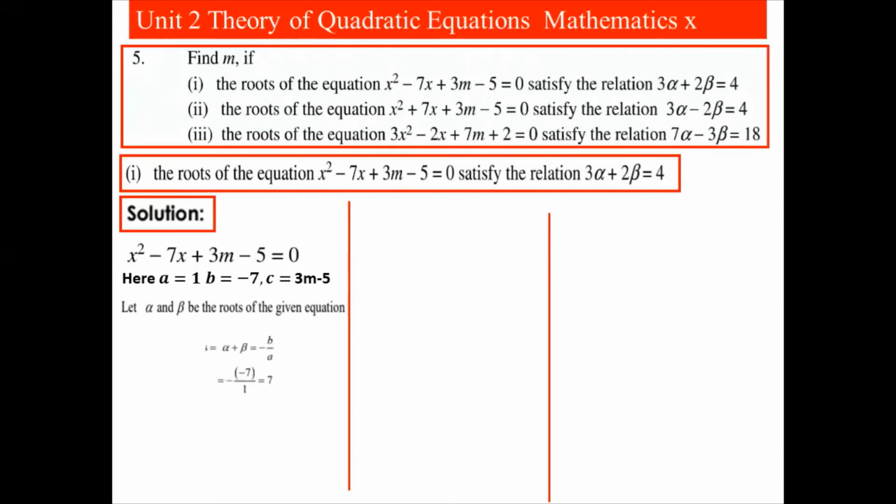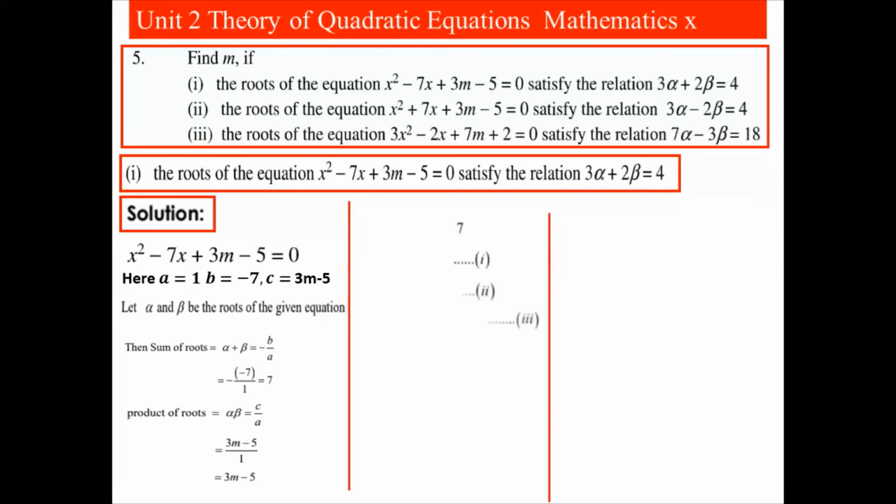So the sum of the roots is equal to minus b by a. Here b is equal to minus 7, a is equal to 1. So we have 7. Alpha plus beta is equal to 7. Product of the roots alpha beta is equal to c by a, and c is equal to 3m minus 5, and a is equal to 1. So the product of the roots is 3m minus 5.